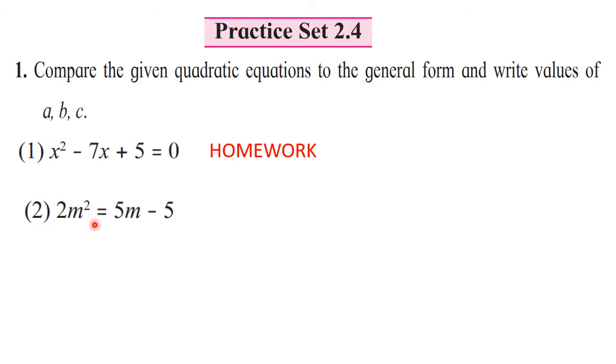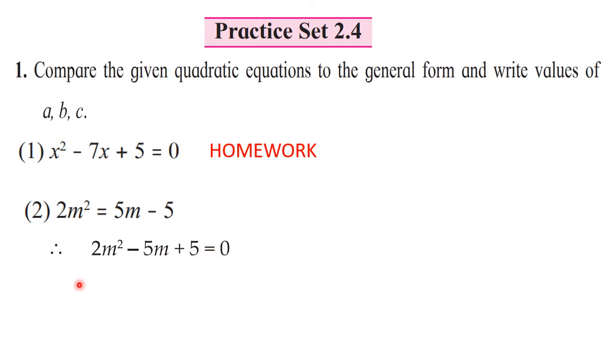2m square is equal to 5m minus 5. Here, as I have said, before solving any quadratic equation you need to see whether it is in standard form or not. What we can find here is that the equation is not in standard form. So the very first step is to write the given equation in standard form. That means the terms which are present on the right hand side, you need to shift to the left hand side. So you can write this equation as 2m square minus 5m plus 5 is equal to 0.